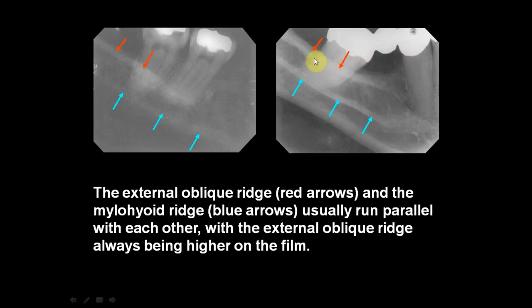You can see here how well this has been demarcated. The radiopaque outline that is seen here almost at the level of the alveolar ridge is your external oblique ridge, and just below that, or inferior to that, is your mylohyoid ridge, and it runs parallel to your external oblique ridge. And this mylohyoid ridge is found to be located near the periapex, or the root apices of your mandibular molars.